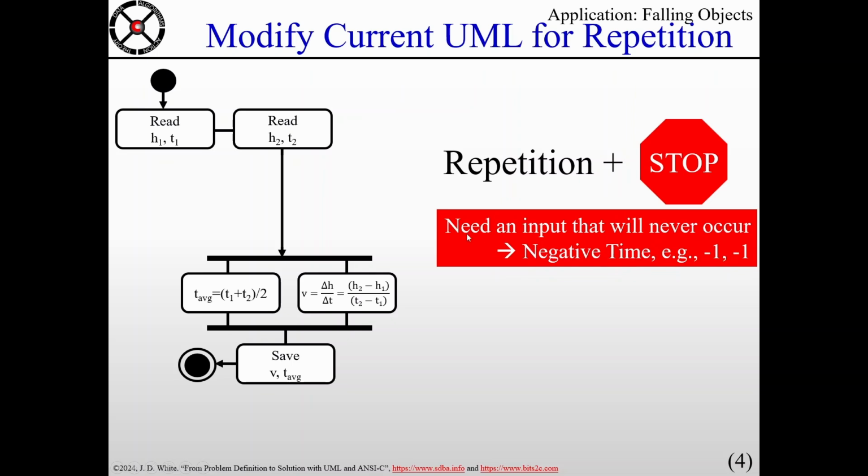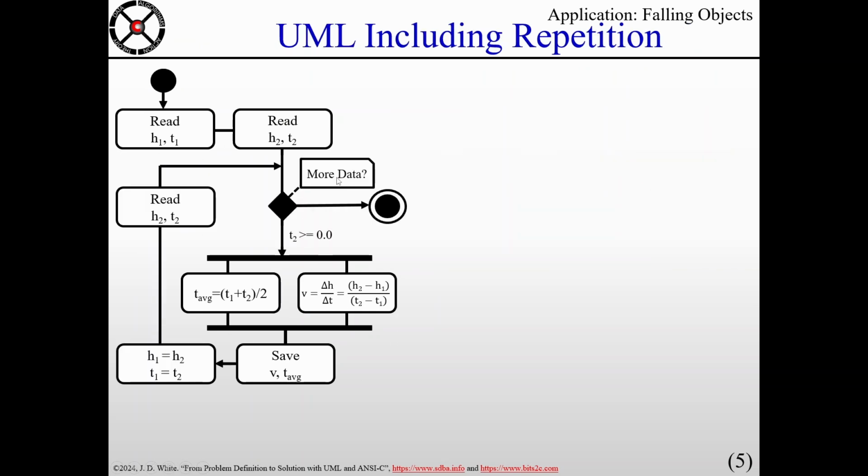So we can use an input that will never occur. In this case, negative time will never occur. So we'll just input a negative time, and that will allow us to have a stop condition. With our stop condition, we can then move the UML in here. This is the part that we're going to want to repeat, so we can basically run this through here.